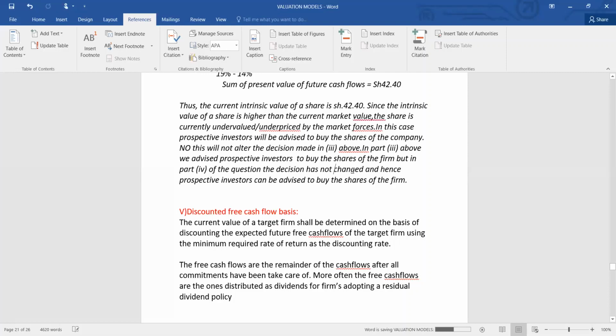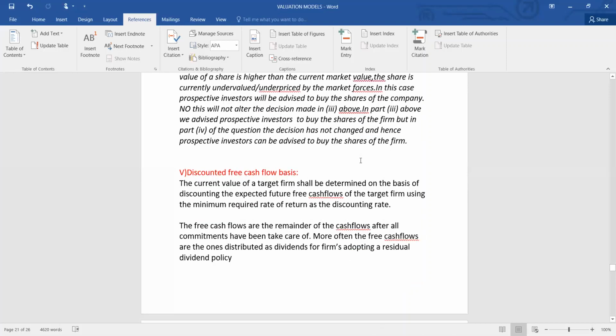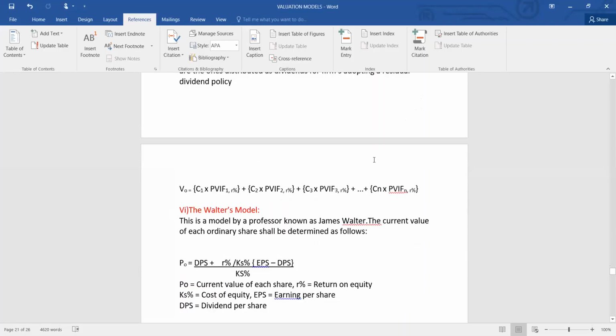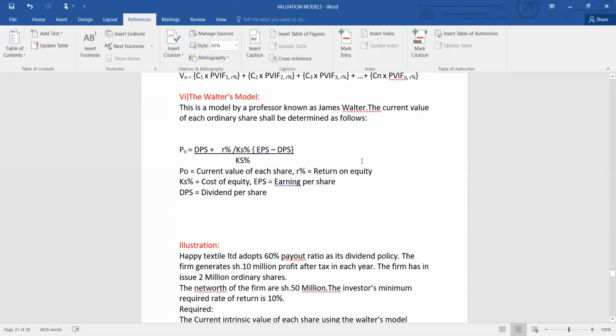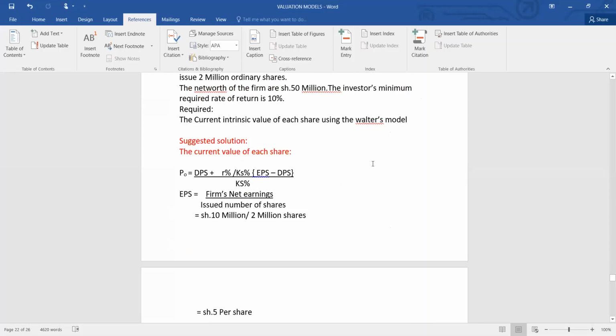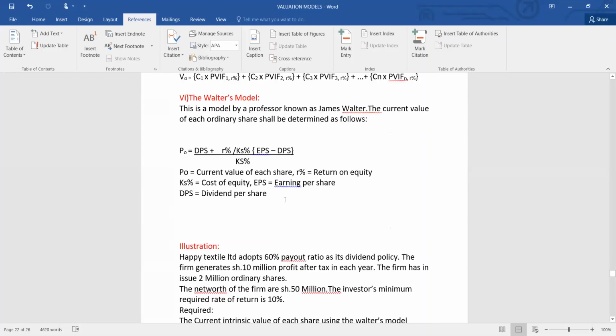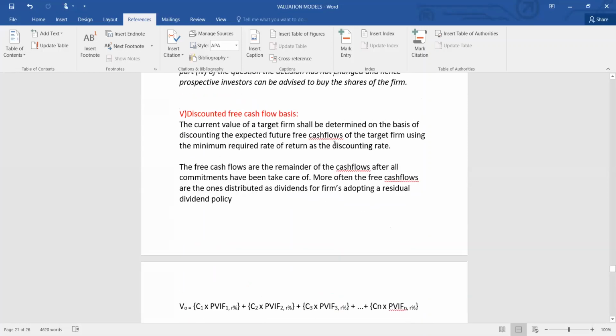Okay, so I think that is about that model, the discounted dividend growth model. Now, let me mention the other models quickly so that we can wind up this discussion. There is the Walters model, or the discounted free cash flow basis. For purposes of the topic mergers and acquisition, there's a model which we are going to talk about known as the discounted free cash flow basis.